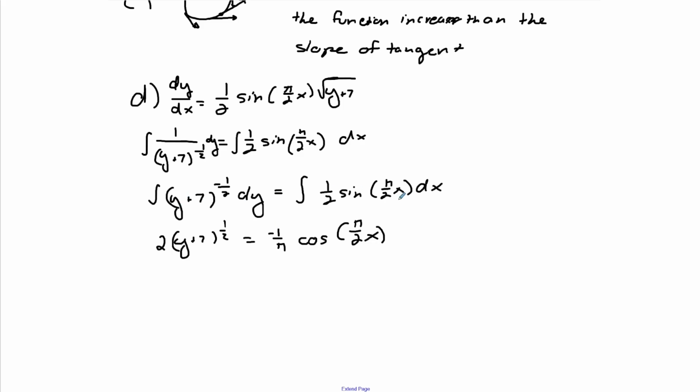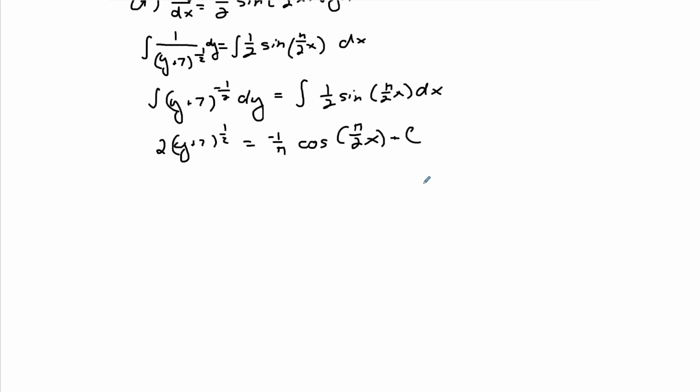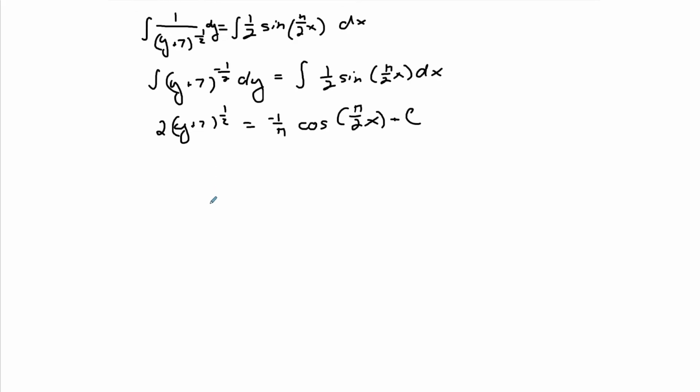We covered integrating these two types of functions in our video on integration. So if you are confused on how to integrate this, make sure to check out that video. Now we would have a plus c here. So let's solve for y. 2 square root of y plus 7 equals negative 1 over pi cosine of pi over 2x plus c. And what I'm actually going to do is solve for c and then solve for y. In the previous examples, we solved for y and then we got c, but either way works.